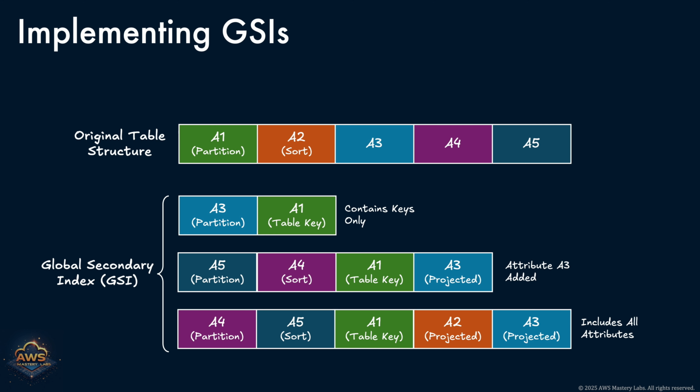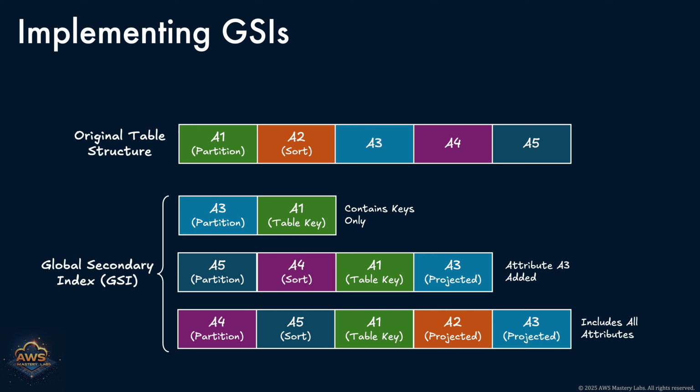In this illustration, we're looking at how global secondary indexes, GSIs, work in DynamoDB by using three examples built on top of an original table. The base table uses A1 as the partition key and A2 as the sort key. This defines the primary way data is organized and accessed in the table. To support alternative query patterns, 3 GSIs have been created, each with a different key structure and projected attributes.